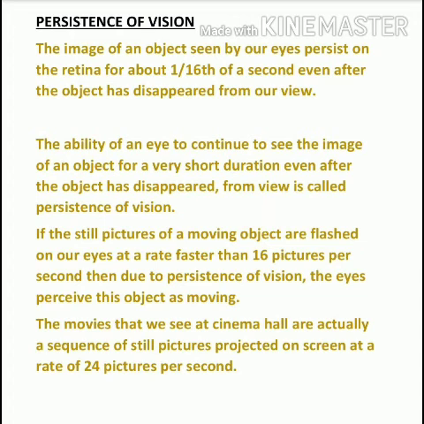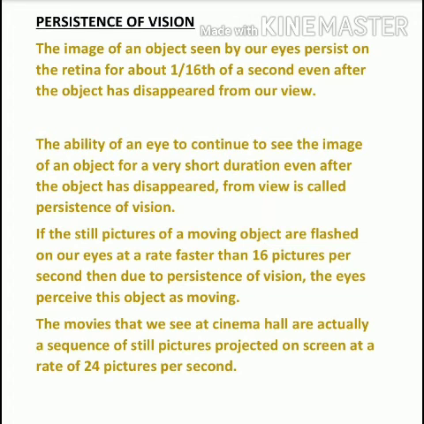Children, if we look at any object and then close our eyes, the image of the object will remain in our eyes for a very short duration. We see that image for some time. And why is it so? As the image formed on the retina of the eye does not fade away immediately. It does not disappear immediately.